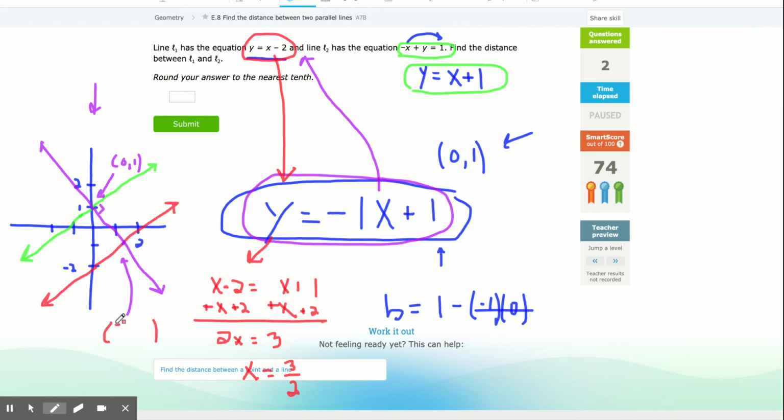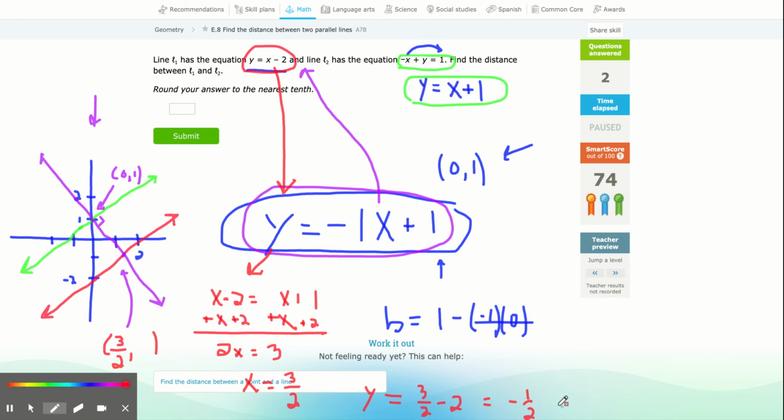Now what I'm going to do is substitute 3/2 back into one of my two equations, either the purple one or the red one, to find the y intersection point. Now I did that just right here. I just took this top red equation, y equals x minus 2, substituted in 3/2 for x, minus 2, that gave me a -1/2. That gives me a -1/2 for the y value of this intersection point here.